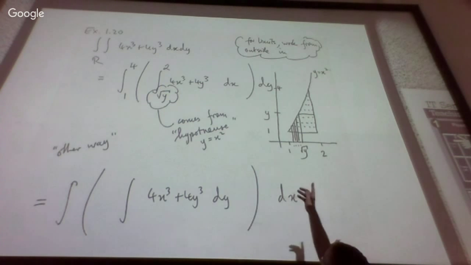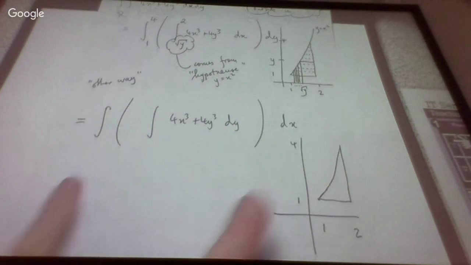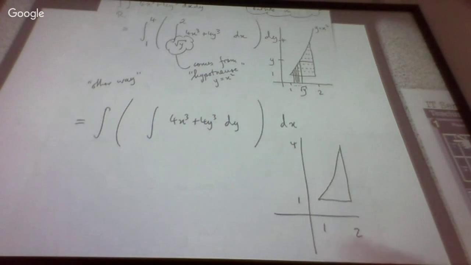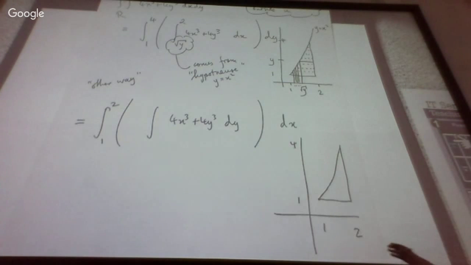But we can arrive at the limits by following this same principle at the top, working from the outside in. So now we look at the region R, and because x is the outer integral, we first ask ourselves, where is the region with respect to the x term? It has a simple answer. It goes from x equals 1 up to x equals 2. There are parts of the region at x equals 1, and they go all the way up to x equals 2.